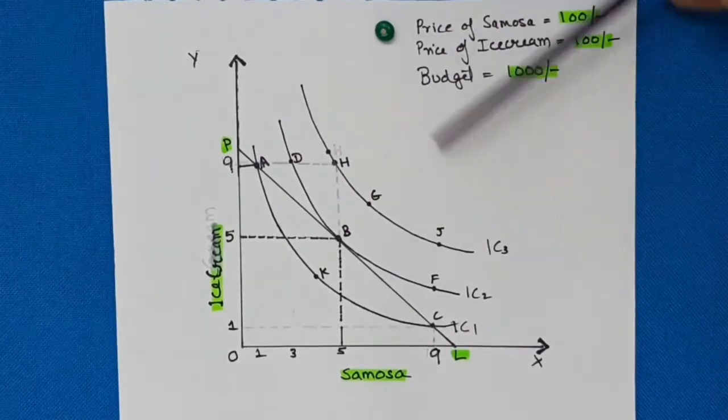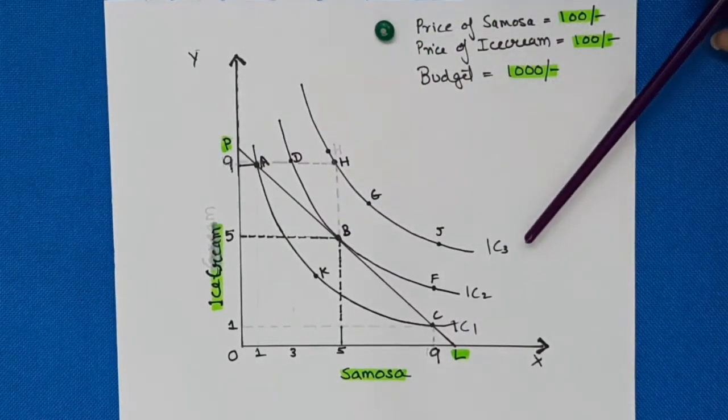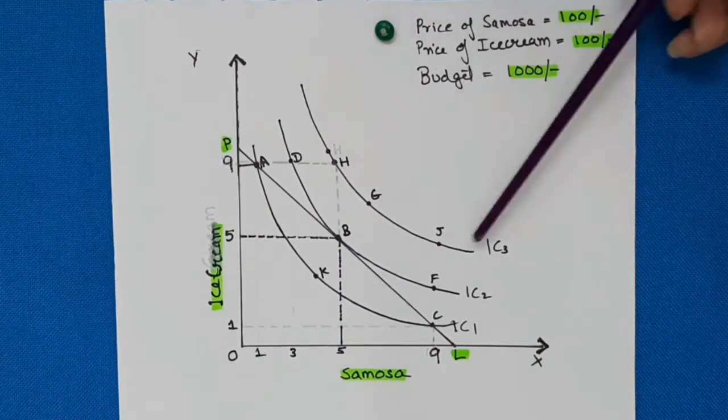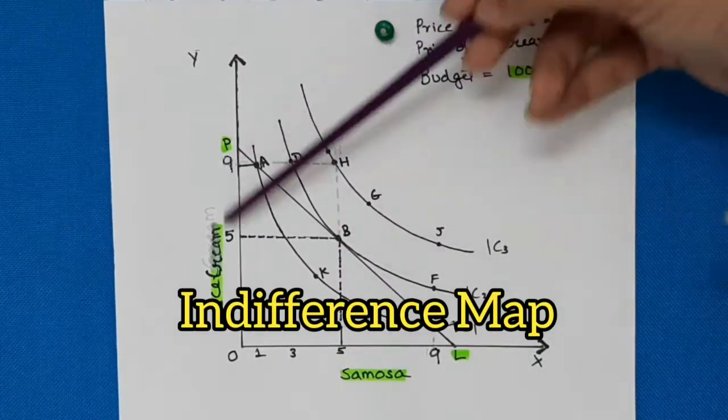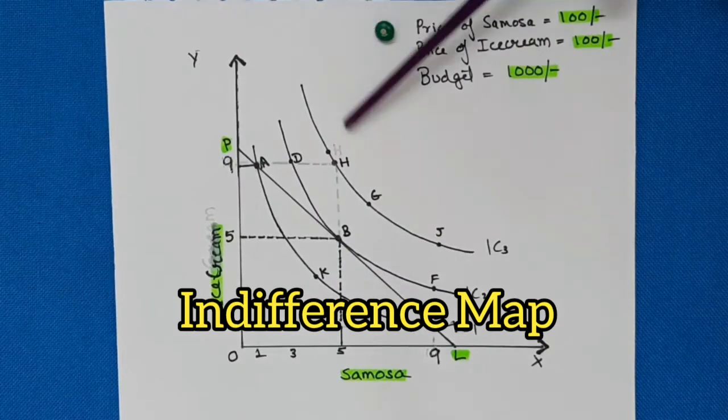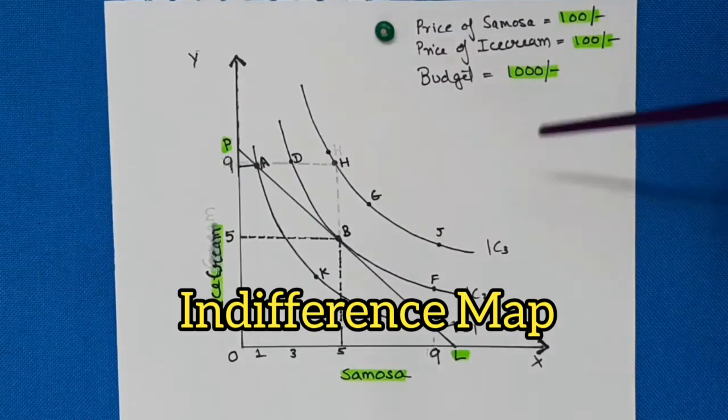IC1, IC2 and IC3 represent different indifference curves, and these three curves, along with all the imaginary indifference curves which are not drawn here, are called an indifference map.